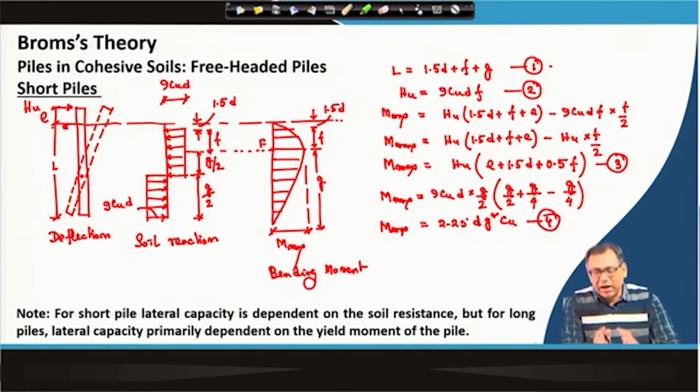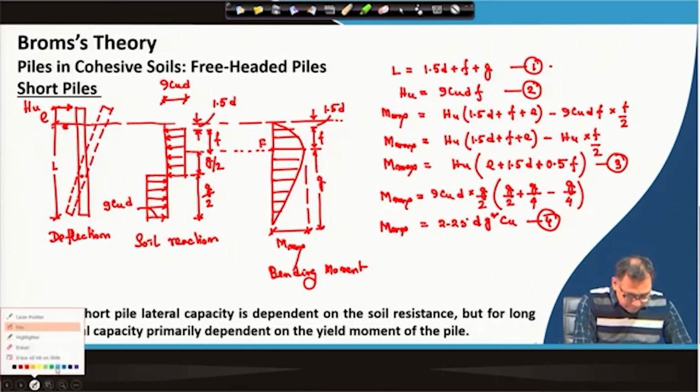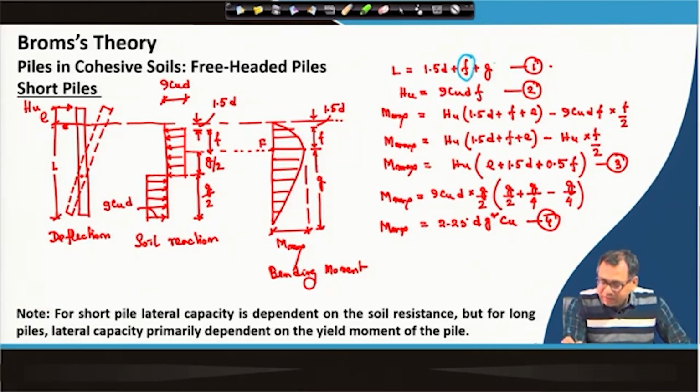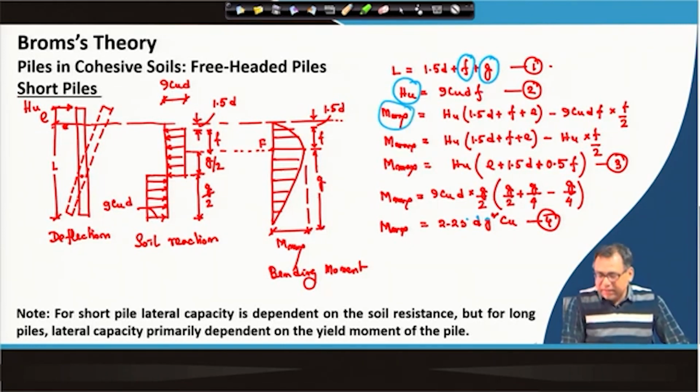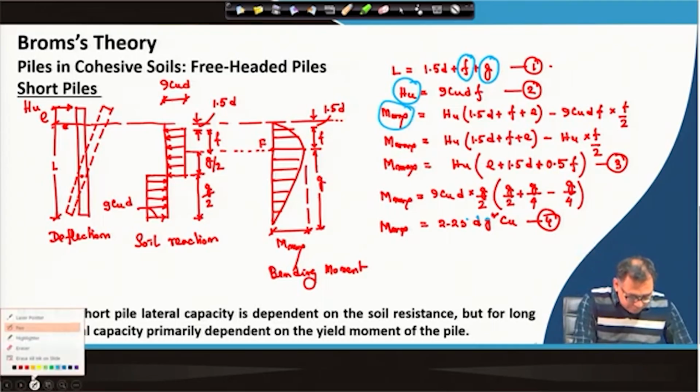So, now what are my unknowns? My unknowns are F, I do not know what is the F value, G is unknown, M max is unknown, HU is unknown. I mean 4 unknowns are there. Because D is known, diameter of the pile is known, length of the pile is known. So, F is one unknown, G is one unknown, HU is one unknown, and M max is another unknown. So, we have 4 unknowns and we have 4 equations.